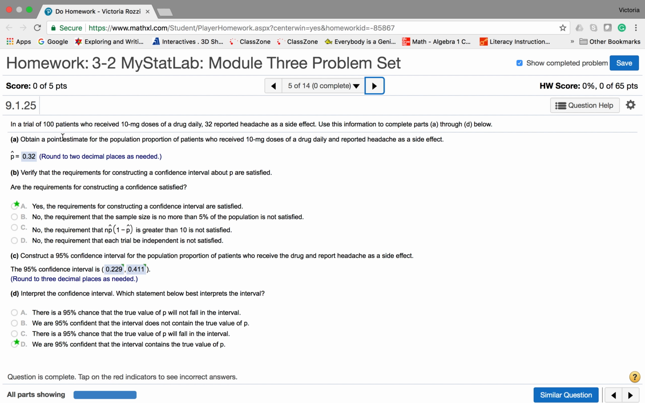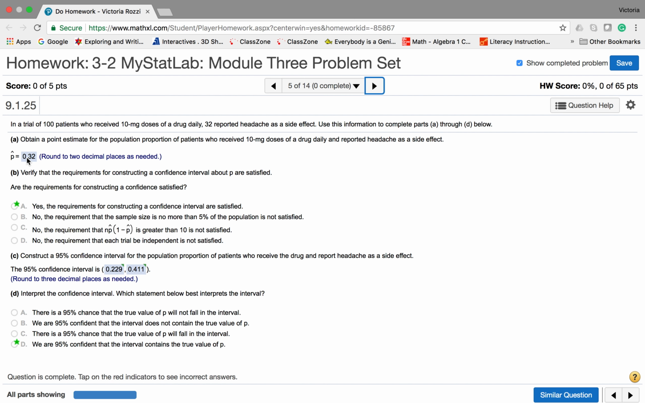So the first thing we need to do is obtain the point estimate for the population proportion of those that reported a headache. To do this, we take the number that reported a headache and divide by the total number in the sample. So this would be 32 divided by 100, which gets us 0.32. That's basically the center of our confidence interval. When we go to build the confidence interval, that's the number we build it around. It's going to go in the middle.